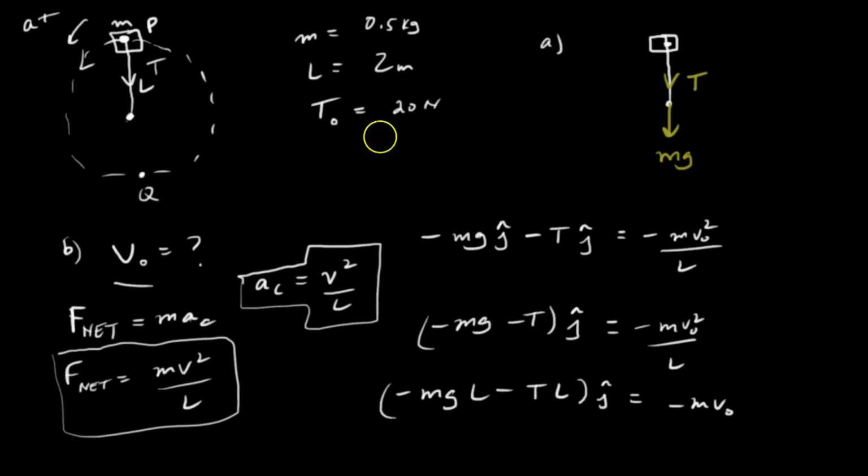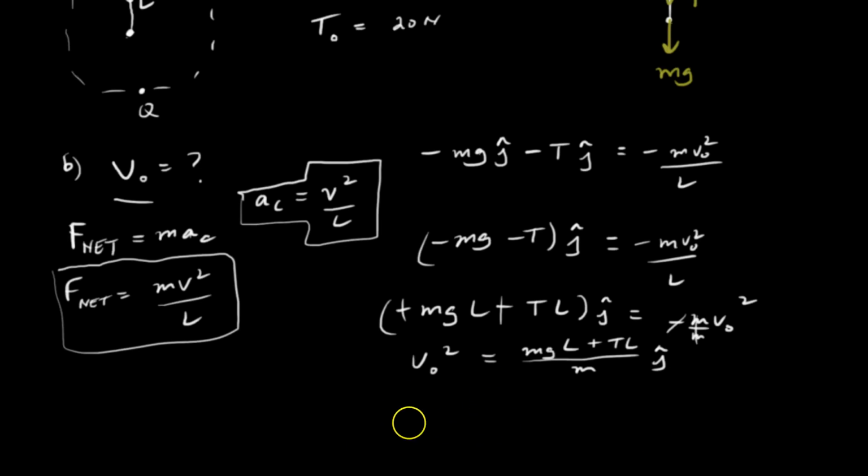We do a little more algebra. We get v0 squared is equal to, I'm just going to divide by negative 1 real quick. So if I divide by negative 1, this becomes positive, this becomes positive, since negative times negative is positive. So now we just get mgL plus TL over m, since we can divide by m on both sides. And this is in the j hat direction.